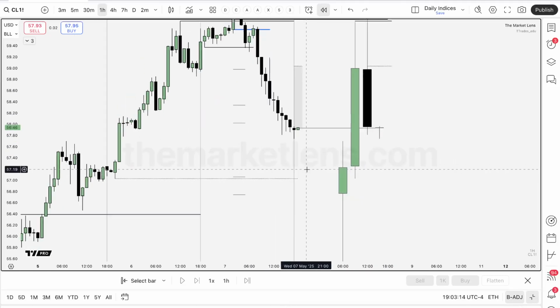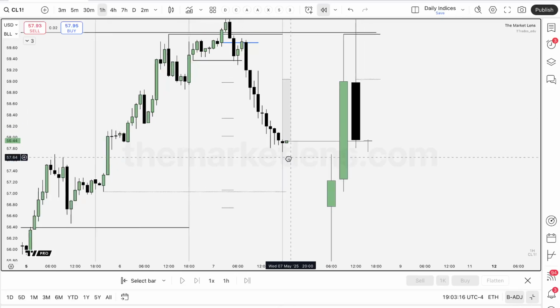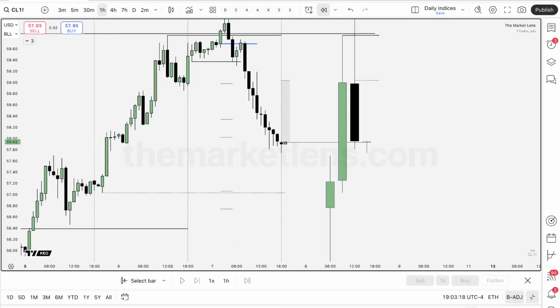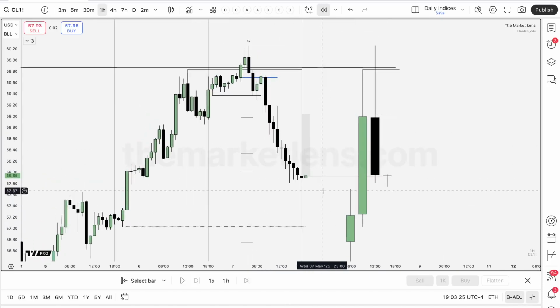So today, what am I looking for? A continuation lower. I do want to see some of these failure swings right now to put in a wick, right? So ideally something up there and then down. But any questions on this?